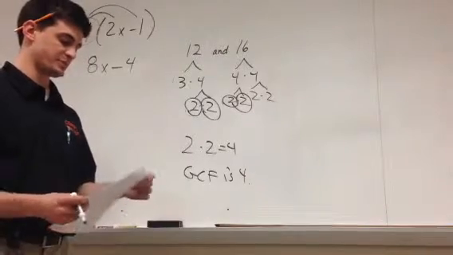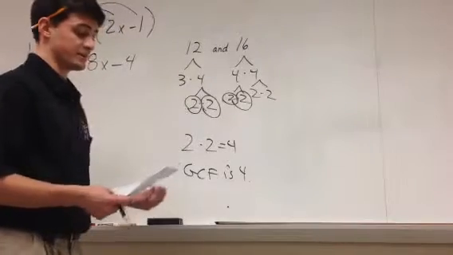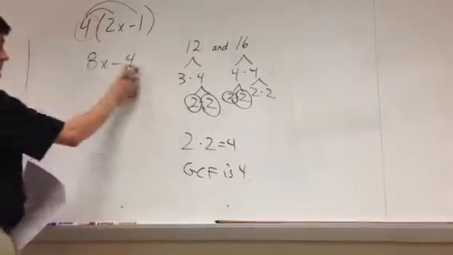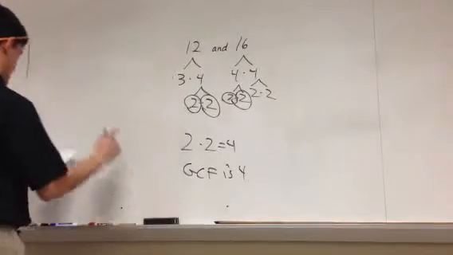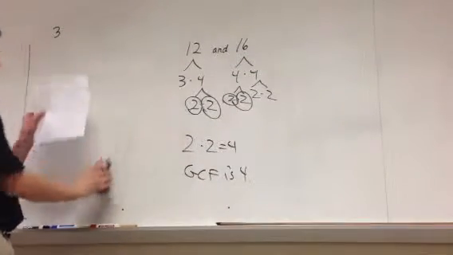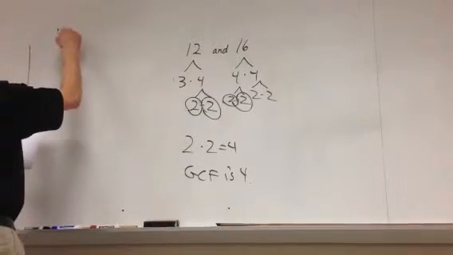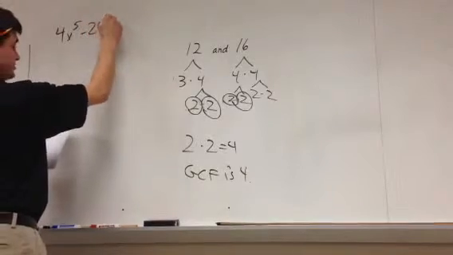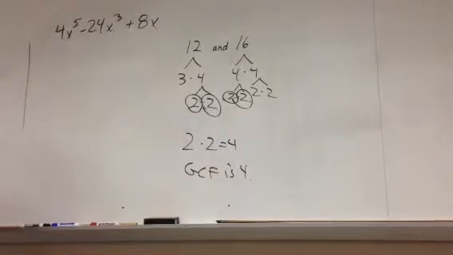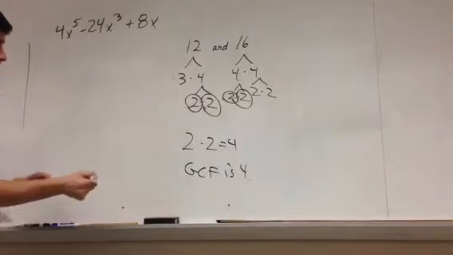So then if you flip to the second page, we're going to find the greatest common factor of the terms in each polynomial. So we're going to take a look at those polynomials that we were working on. The first one is 3x to the 4th. Well, I won't do that one. That one's done for you. I'll do the next one, number 7. 4x to the 5th minus 24x cubed plus 8x. So the first thing we want to do is use our factor trees to find the greatest common factor of these numbers.